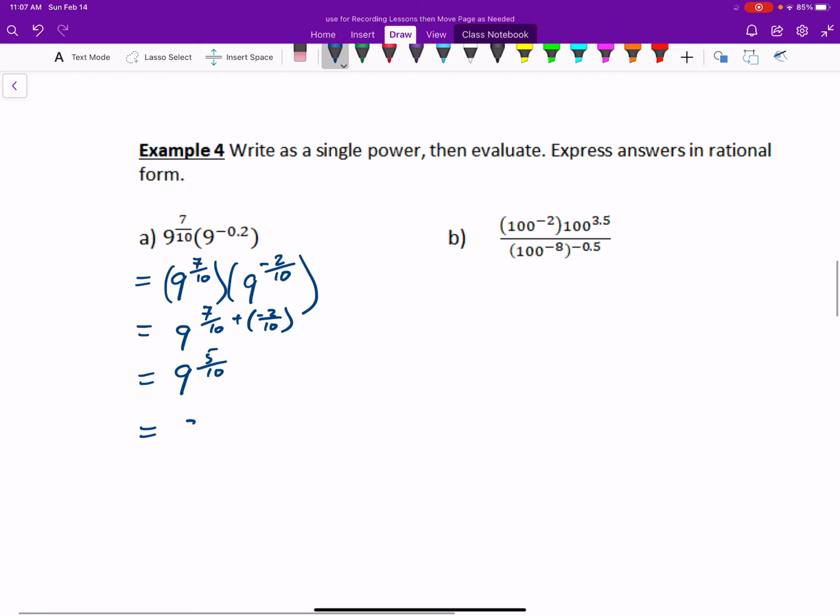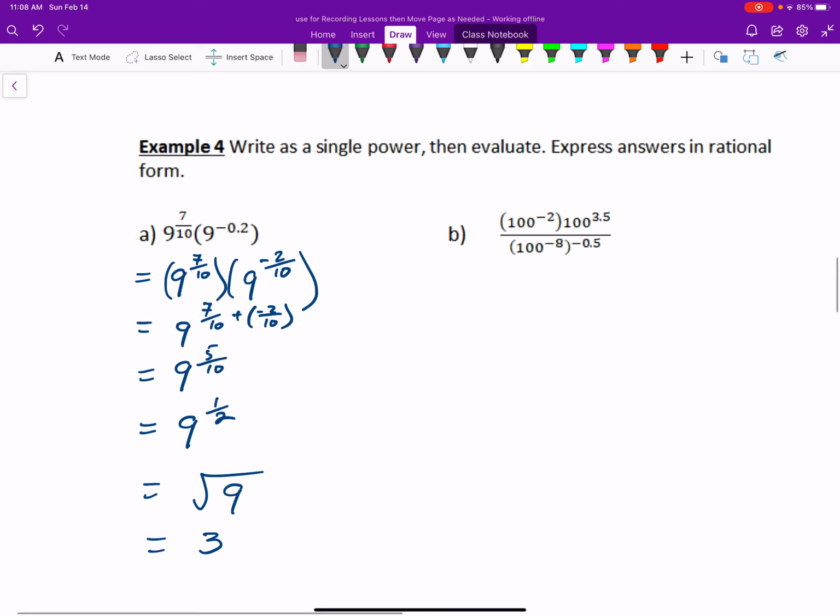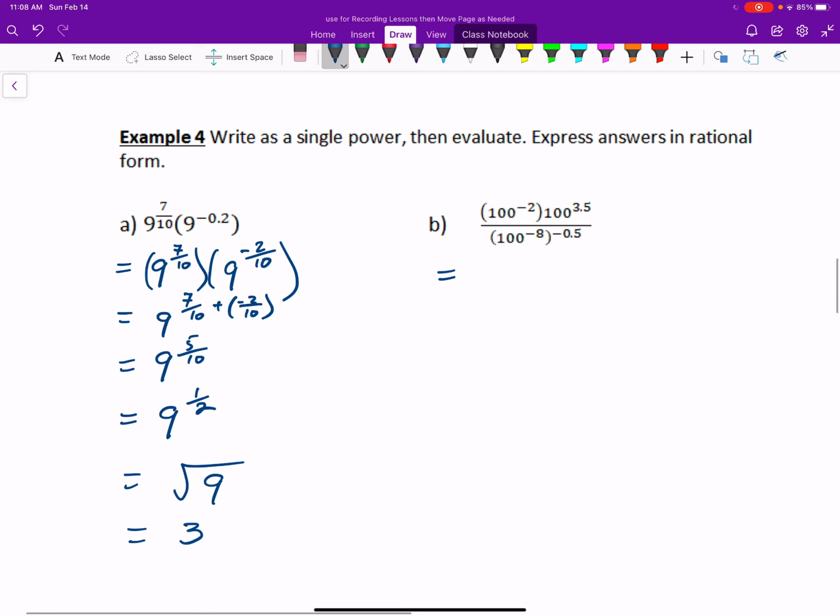I can reduce this fraction just like I can reduce any fraction. It doesn't matter that it's in the exponent. So 5/10 reduces to a half. That tells me to take the square root of 9, which equals 3. So I'm able to do all that without a calculator because I know my exponent rules well enough, and it worked out, right? For this one, maybe let's leave it as decimals rather than fractions this time.